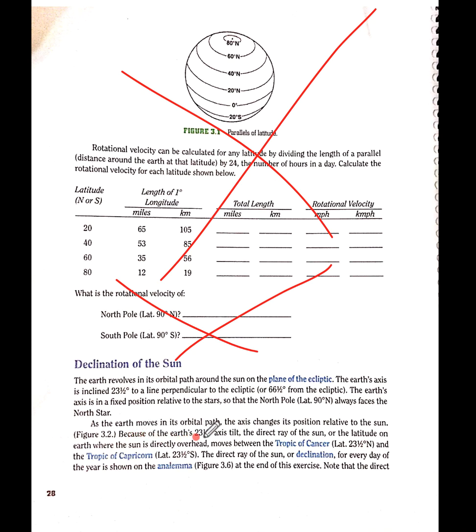Because of the Earth's 23.5 degree axis tilt, the direct ray of the Sun, or the latitude on the Earth where the Sun is directly overhead, so it's where the Sun is the most direct, moves between the Tropic of Cancer and the Tropic of Capricorn. The direct ray of Sun, or the declination, for every day of the year is shown on the analemma, which is figure 3.6 at the end of the exercise.